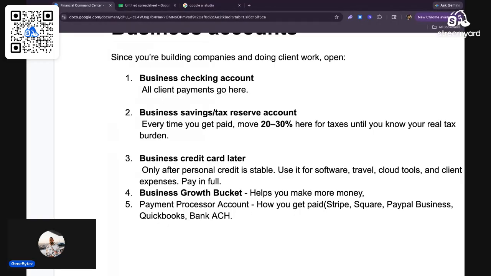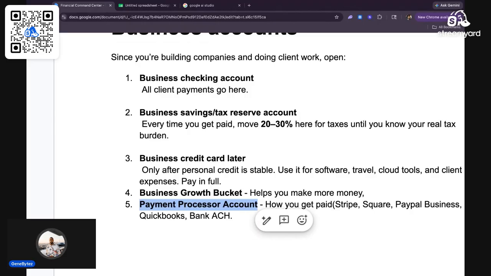But then we have the payment processor account. All right, now what's next? So you don't want to rely... It's okay to use Cash App or Zelle, but you don't want to rely only on Cash App or Zelle, especially if you're trying to look serious as a business.